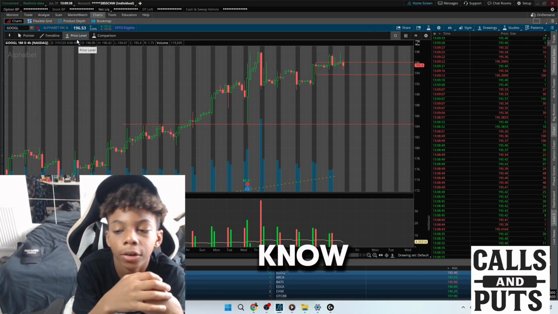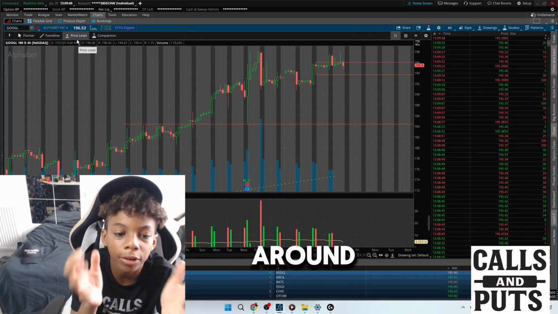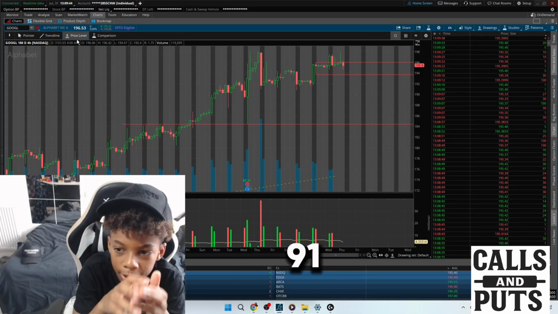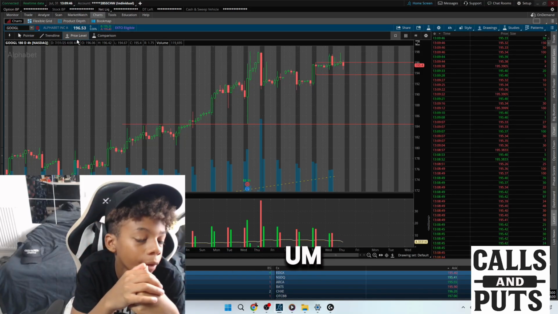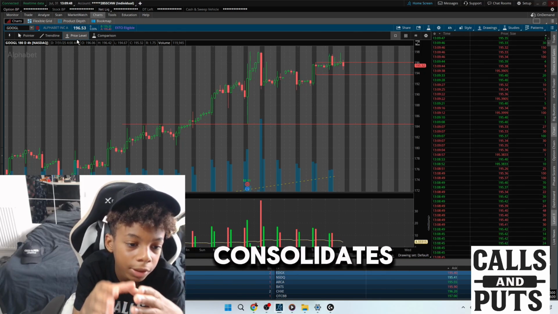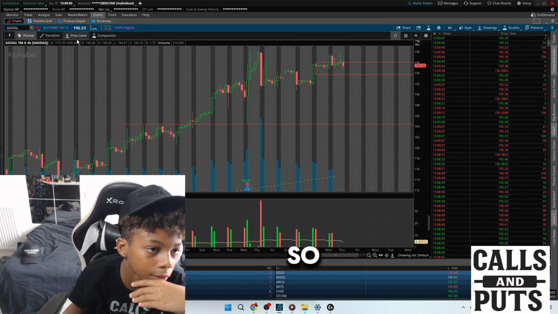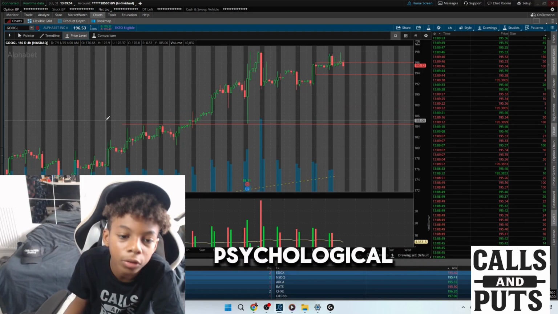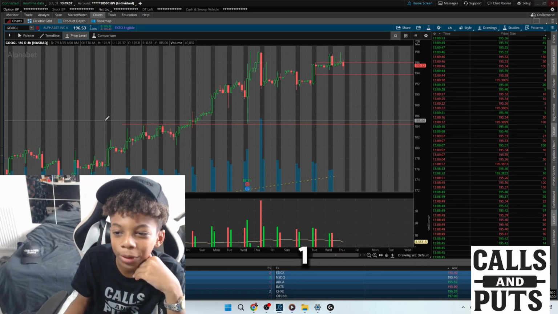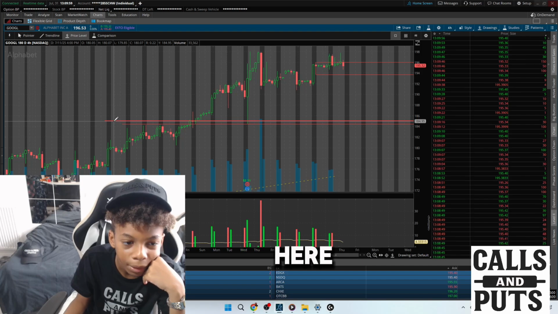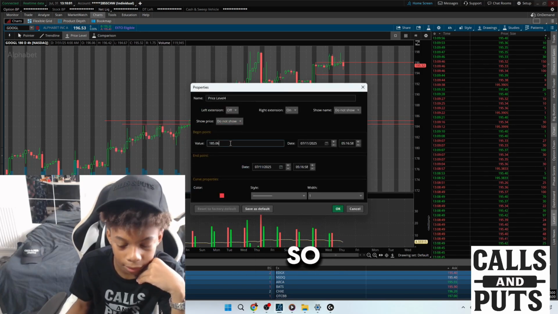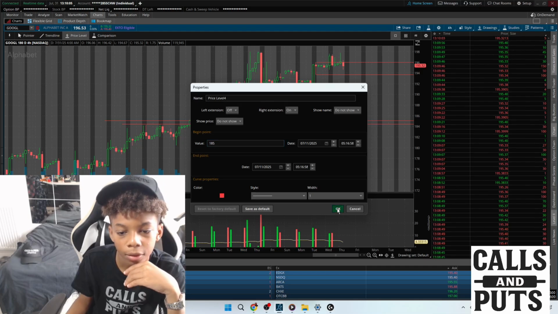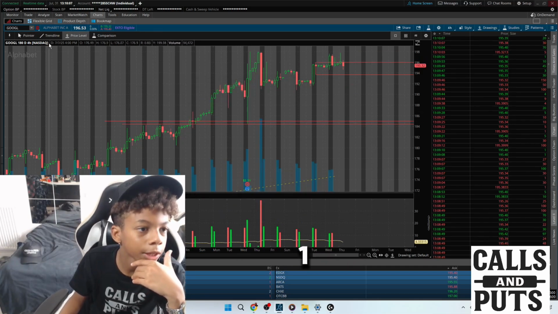For you guys who don't know, a psychological level is a round number, like 185, 190, 195, where price normally consolidates and then breaks out. The closest psychological level is 185. We'll mark it out here and make it exact so that the trade will be easier. So this is the 185 level.